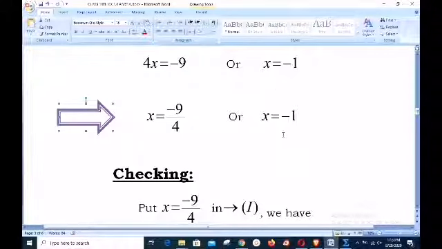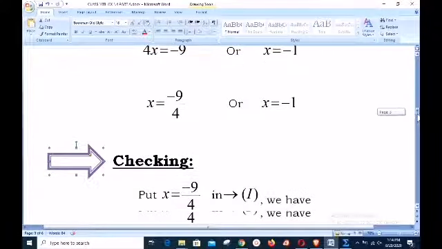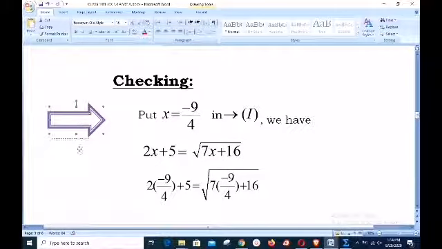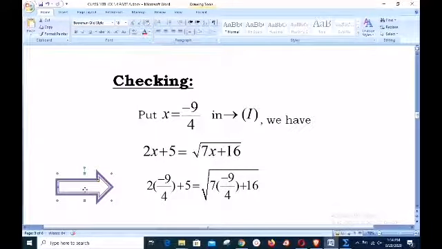Dear students, in radical equations we must do this method of checking, to check whether these values of x satisfy the given equation or not. How to perform the checking? Put x is equal to minus 9 over 4 in the given equation number 1. So we will write the same equation. In the next step you can observe the method: the value of x you will put within brackets on the left hand side as well as the right hand side.